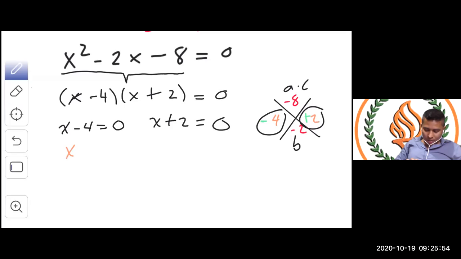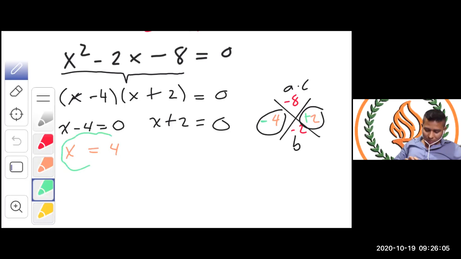Okay, x must be alone. Take a look. This -4 is bothering me. On the other side it's going to be +4. Okay, x is alone. This is my first solution, guys. x equals 4. Let's go to the other one.